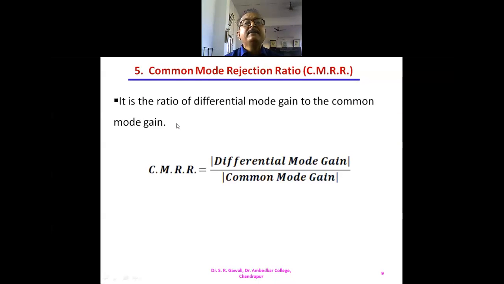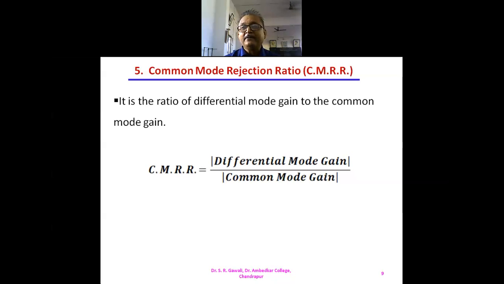Then the fifth characteristic or fifth parameter of the operational amplifier is the common mode rejection ratio, that is the CMRR. So we have seen previously there are two difference amplifier stages in the operational amplifier, and in one difference amplifier there are two ways of applying the inputs.